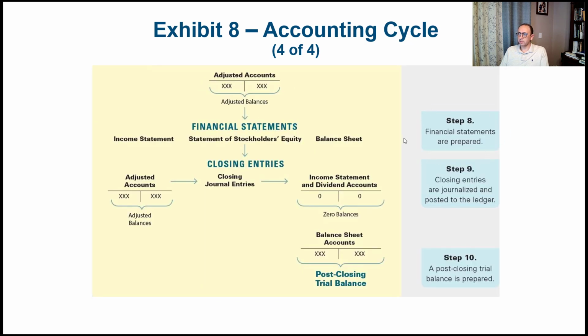So the financial statements are prepared. Okay, and you can see here we have the income statement, statement of stockholders' equity, and the balance sheet, and that's the order that we have to follow to prepare these financial statements. Then we have the closing entries. These are journalized and posted to the ledger, and then the last step is to prepare the post-closing trial balance.